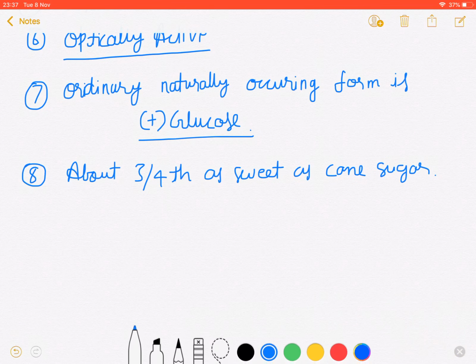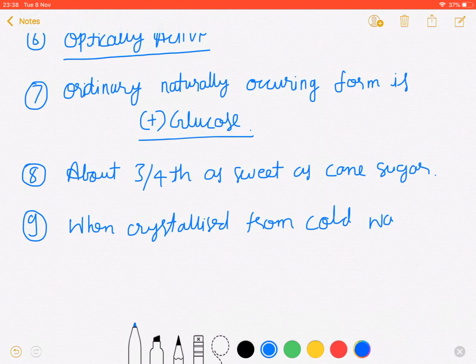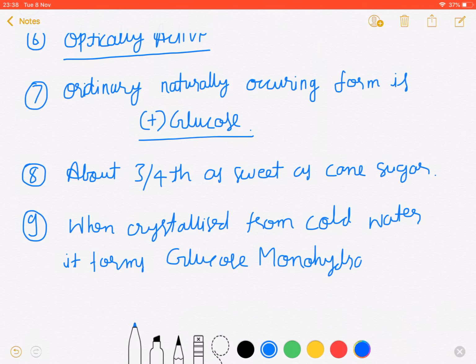And then number nine is that when crystallized from cold water it forms glucose monohydrate. So you have to keep it in mind that if glucose is crystallized from cold water, it forms glucose monohydrate.